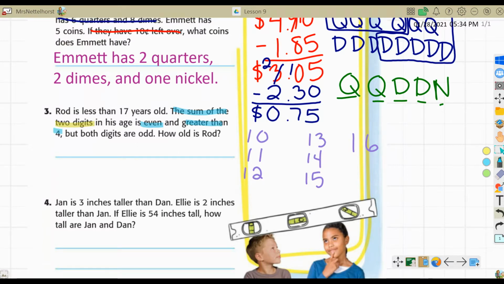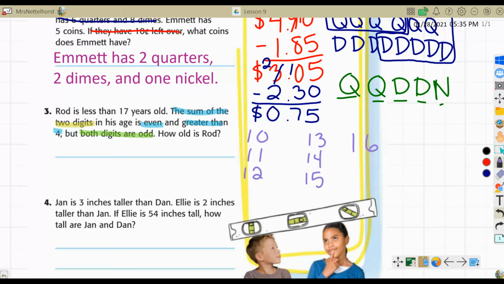So it has to be even and greater than 4. But both digits are odd. Yikes. Okay, so both digits are odd. Let's go with this one first. So let's take out the ones where it has an even digit. Remember, the even numbers are 0, 2, 4, 6, or 8. So I'm going to go through and cross out the ones that have an even digit.